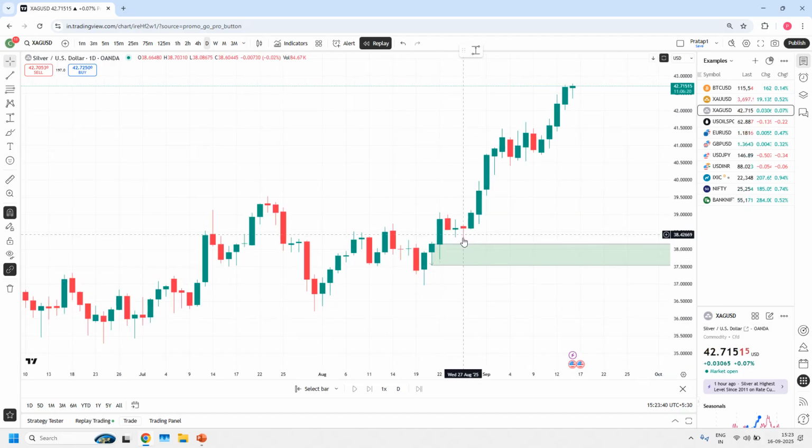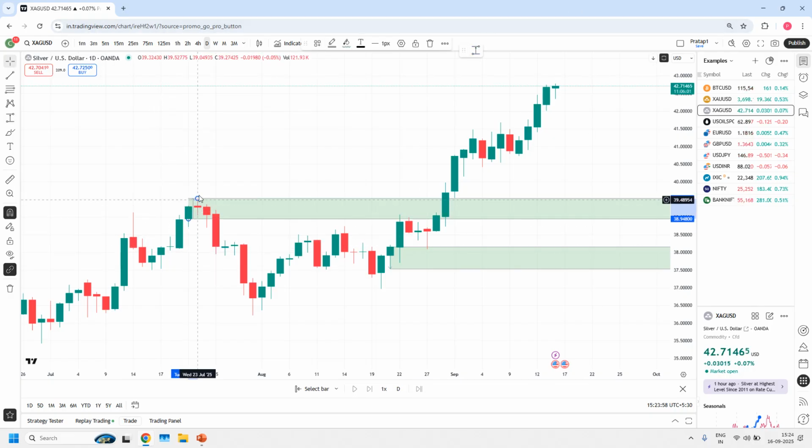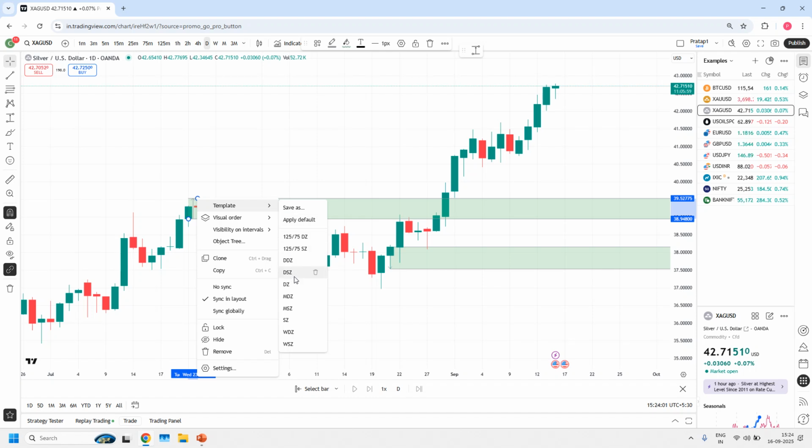Because zone achievement is not confirmed here, you can't plan a trade. But has it got the zone achievement? Yes, it got the zone achievement in this candle. See, this rally, 3 base candles and drop is violated now. We have a supply zone.